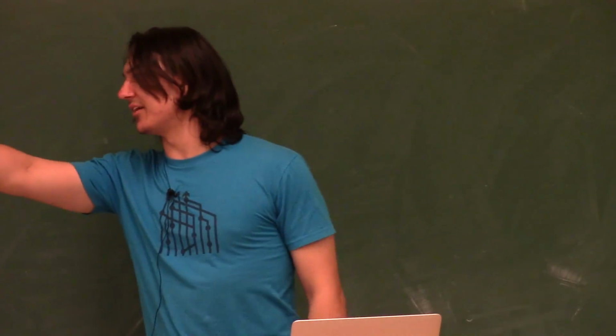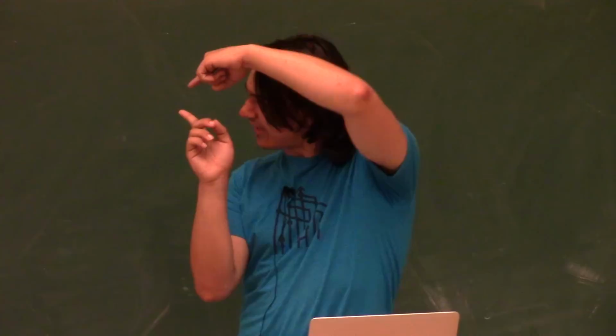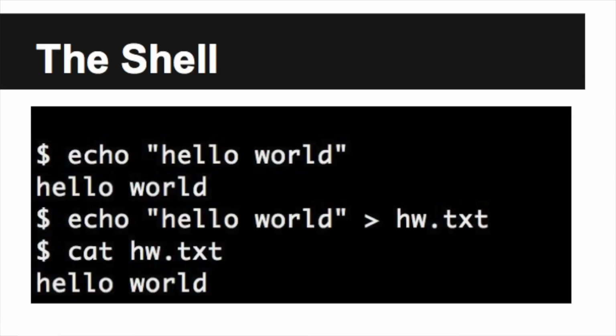So what I'm saying here is echo that term, and then instead of writing it to the screen, write into that file. The arrow kind of means point the output in there instead of to the screen. So now I can do this, and there's no output to the screen.